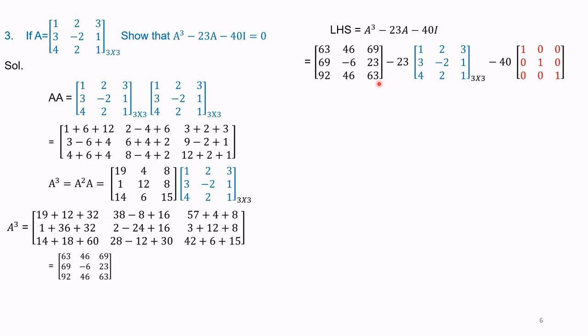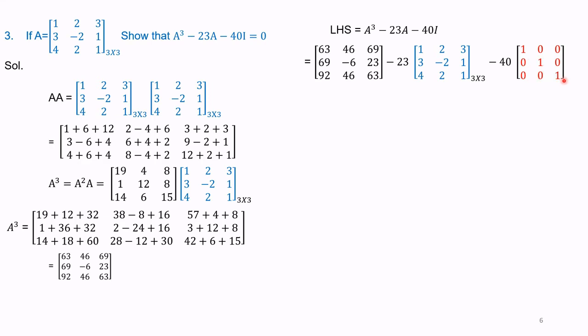First we will put this is A cube minus 23 into A we have copied here. This is 23 into A minus 40 into I. I is the identity matrix. Because previous matrices are of the order of 3 by 3, we have to take I suffix 3. So we have 3 rows and 3 columns for identity matrix I. Therefore, it is 1 0 0, 0 1 0, 0 0 1.